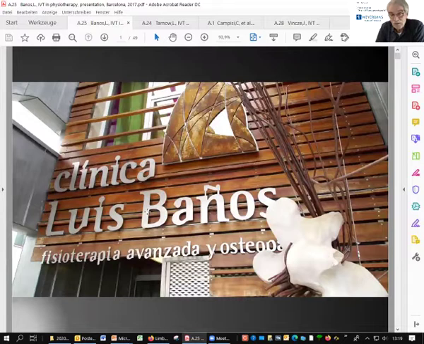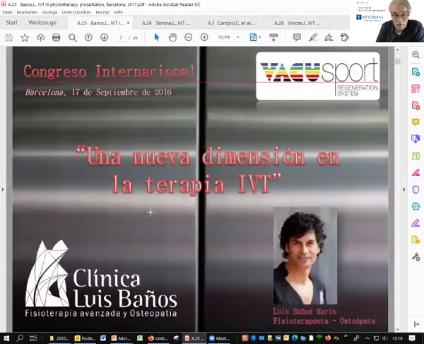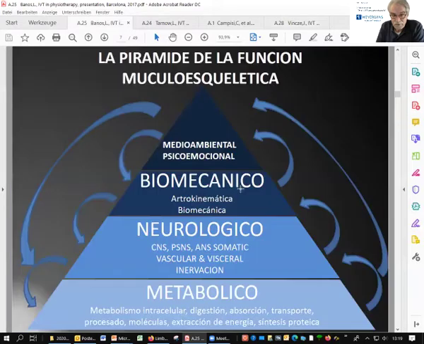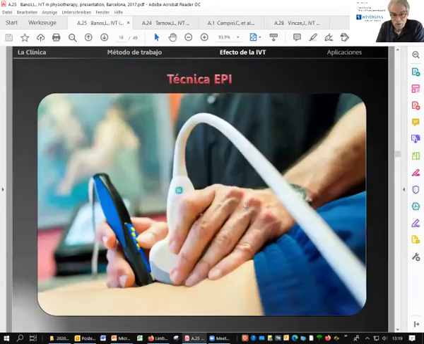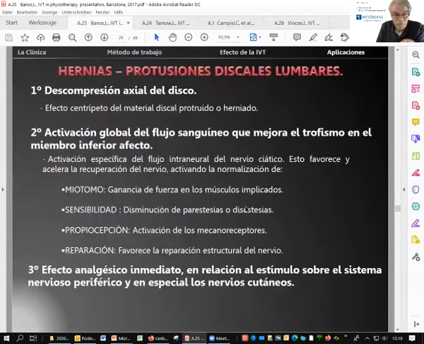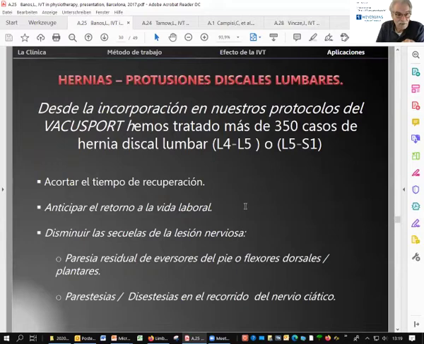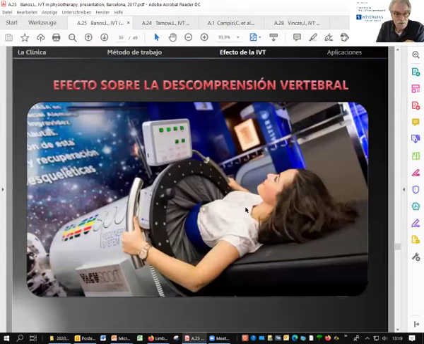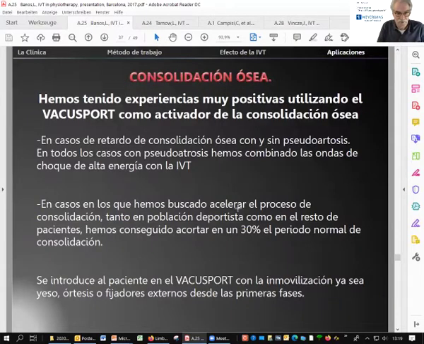Luis Baños, one of the best physiotherapists worldwide, according to the Forbes list, is number one in Spain. That guy is incredible. He's using several vacuum devices, and he describes, among others, the effect of vacuum on traction of the spine.